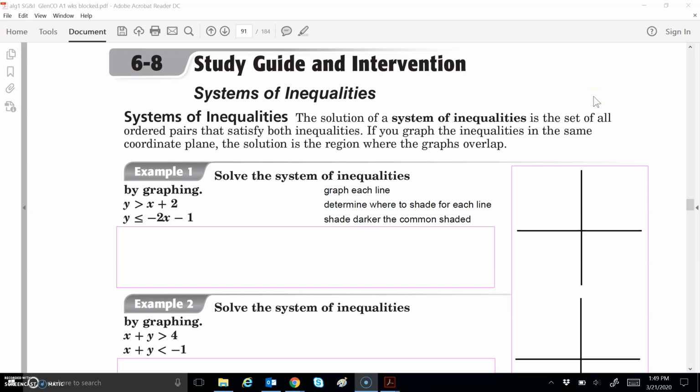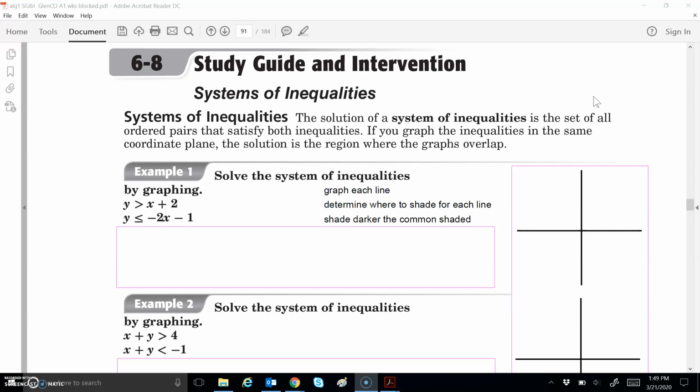Systems of inequalities. So we're going to graph some lines, and since they're inequalities, we're going to shade some regions. We're going to graph a line, shade a region, graph another line, shade a region, and graph darker where the regions overlap. So the solution to the system of inequalities is the set of all ordered pairs that satisfies both inequalities. In other words, it's a shaded region. If you graph the inequalities in the same coordinate plane, the solution is a region.